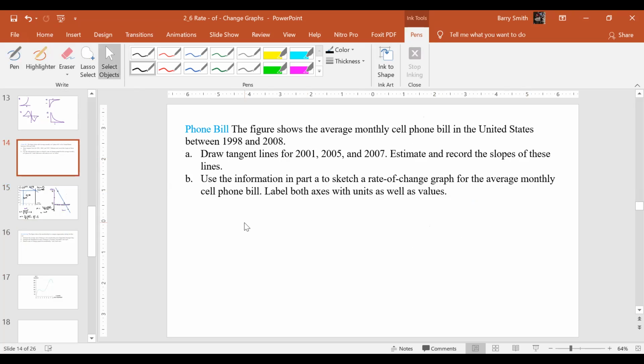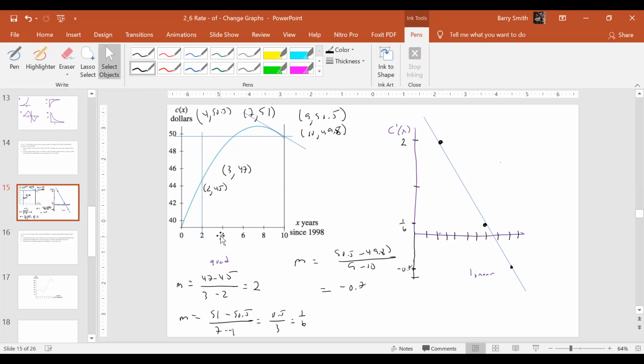Let's see, phone bill. So it says that's in dollars per year. And so these are going to be all in dollars per year. Okay, so that was the only thing we didn't put in there. And then, of course, this is going to be X years, and that's our C prime, and that's in dollars per year.